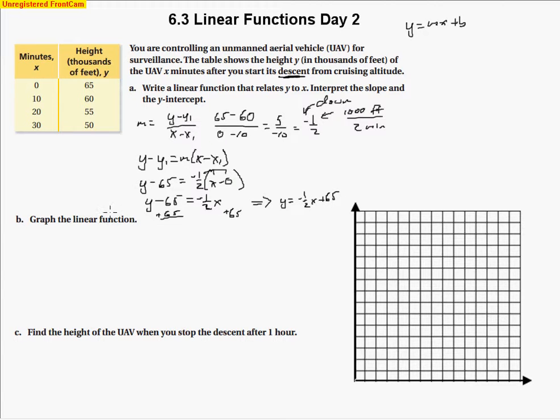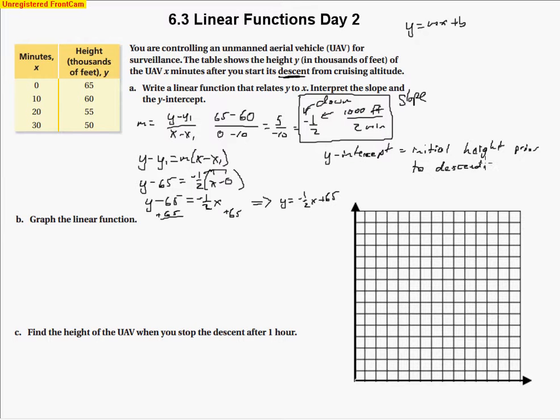Now they want us to interpret the slope and the y-intercept. Here's the slope; this is the interpretation of the slope. The y-intercept is the initial height, the initial height prior to descending, prior to going down. That equals 65,000 feet, because we are in thousands of feet.